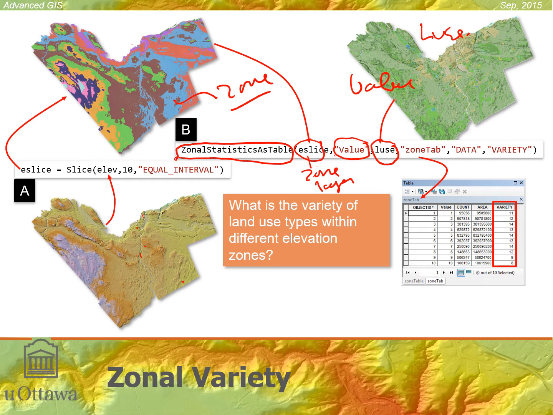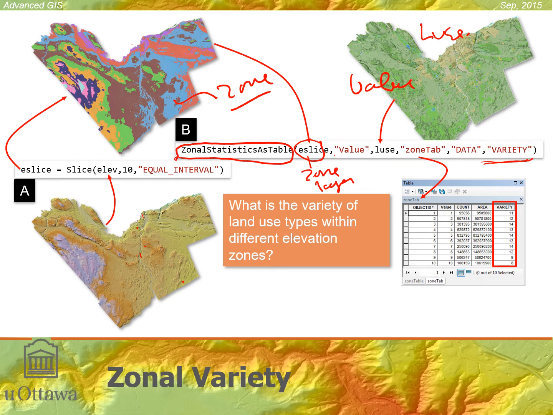So we're summarizing a categorical with a categorical here. And then I name the output table, zone tab, and I say data and what the measure is that I want. Data just means as long as there's data within the zone, ignore no data in the calculations. And I want variety. So I want to know how many different types of land uses there are in different elevations. Maybe I have a hypothesis that at lower elevations, I might have more land uses than at higher elevations.